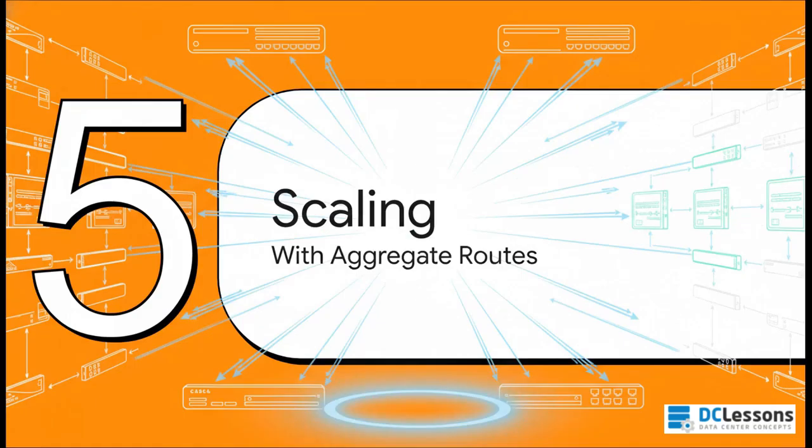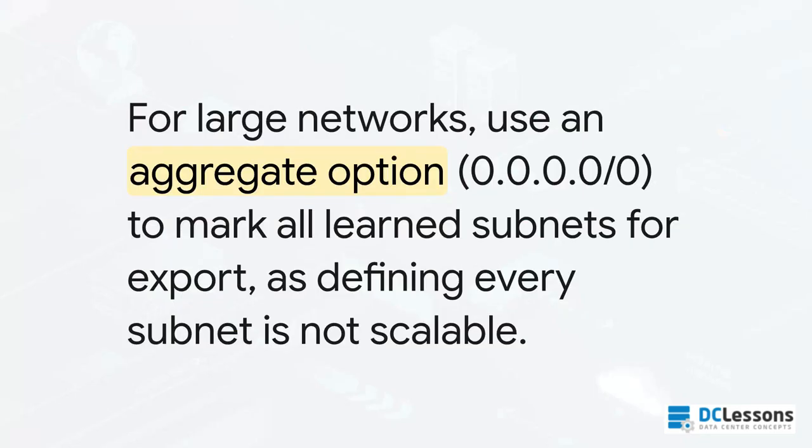Okay, so defining subnets one by one is fine when you've only got a few. But what happens in a big enterprise network with hundreds, maybe even thousands of routes? That's just not going to scale. So let's see how ACI handles that. The solution is to use an aggregate option. Instead of listing every single subnet, you can use the default route, 0.0.0.0/0, to create a catch-all policy.